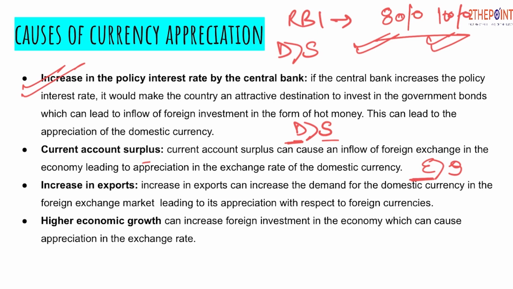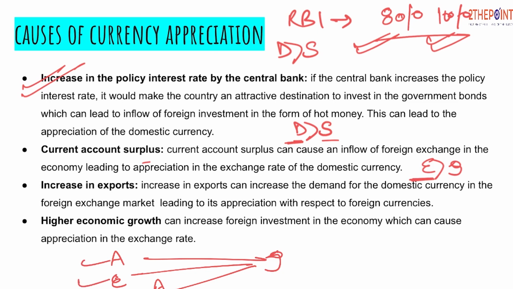Why? In case there is a current account surplus, it means that exports are increasing. So if exports are increasing, that means America is importing from India, Europe is importing from India, Australia is importing from India. India is exporting more and more. So there are so many countries which want Indian rupees to settle the bills of Indian companies which are exporting goods to them. If there are more people demanding Indian currency in the foreign exchange market, again demand is more, supply is less.